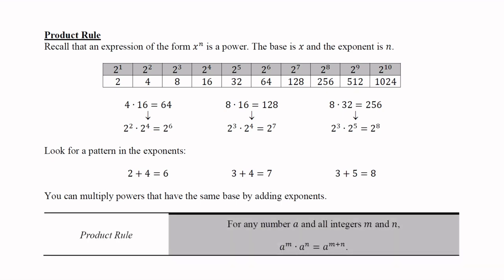So that brings us to the product rule. For any number a and all integers m and n, a to the m times a to the n equals a to the m plus n. You can combine your 2 pieces that you're multiplying by adding the exponents.